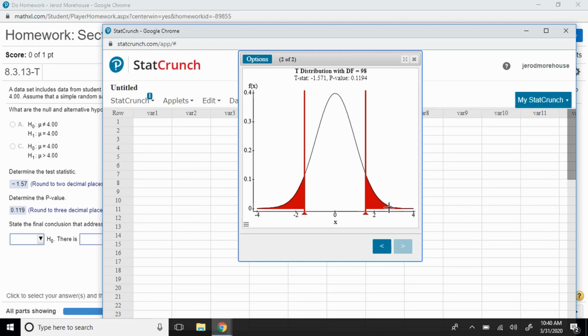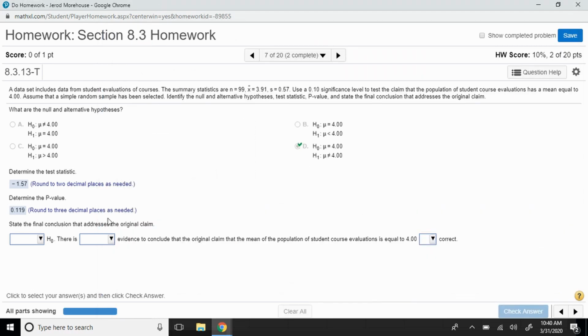If we want to look at the total probability of getting our results or something more extreme, we would add those two together since it's a two-tailed test, and we get that p-value of 0.1194. Let's go back here. So we're going to say, hey, this p-value, the probability was more than 10%. We're going to fail to reject the null.